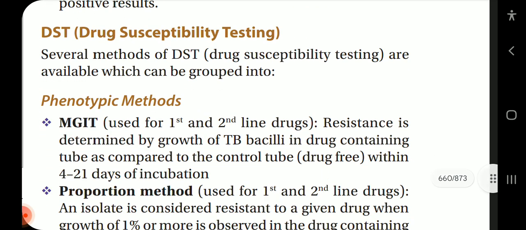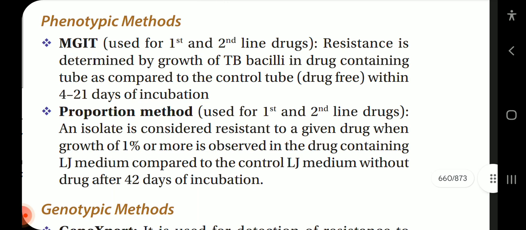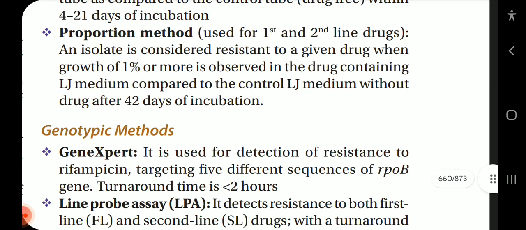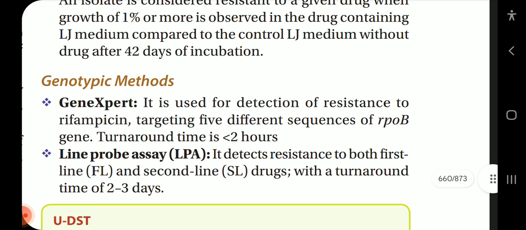DST, the drug susceptibility testing. Several methods of DST are available which can be grouped into phenotypic and genotypic methods. Phenotypic: the MGIT is used for first and second line drugs. Resistance is determined by the growth of TB bacilli in drug containing tube as compared to the control tube, which is drug free, within 4 to 21 days of incubation. Proportion method is used for first and second line drugs, and an isolate is considered resistant to a given drug when growth of 1% or more is observed in the drug containing LJ medium compared to the control LJ medium without drug after 42 days of incubation.